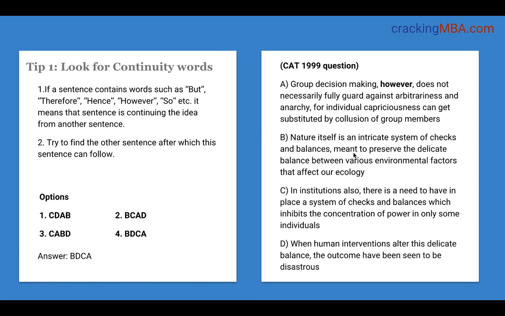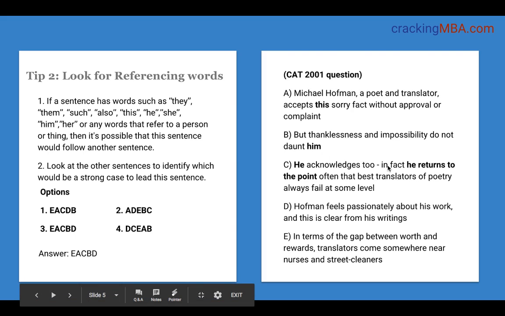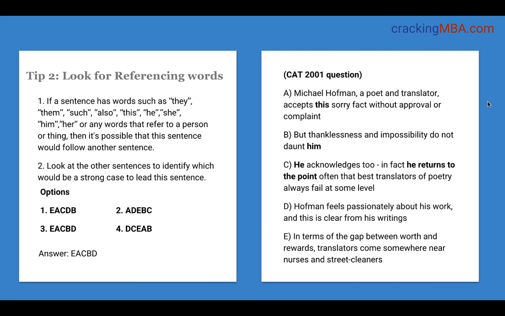So what you need to take away is that you need to look for the continuity words, just like we have however over here. Next, you need to look for referencing words. These are words like they, them, such, also, he, she, him, her, and so on, which refer to a certain other person or object in another sentence. If we look at this CAT 2001 question, we can clearly see that it mentions him, he returns to the point. So these are sentences which are referring to an idea in another sentence. So please take 10 seconds to review these four sentences before we proceed with how to analyze them.